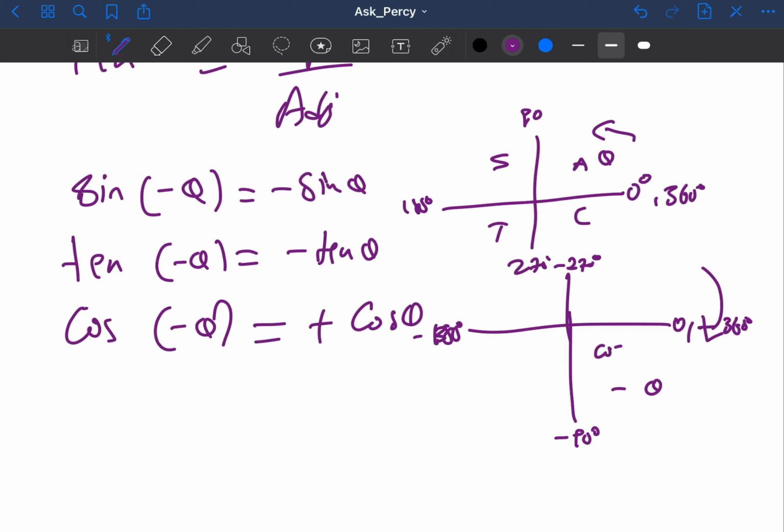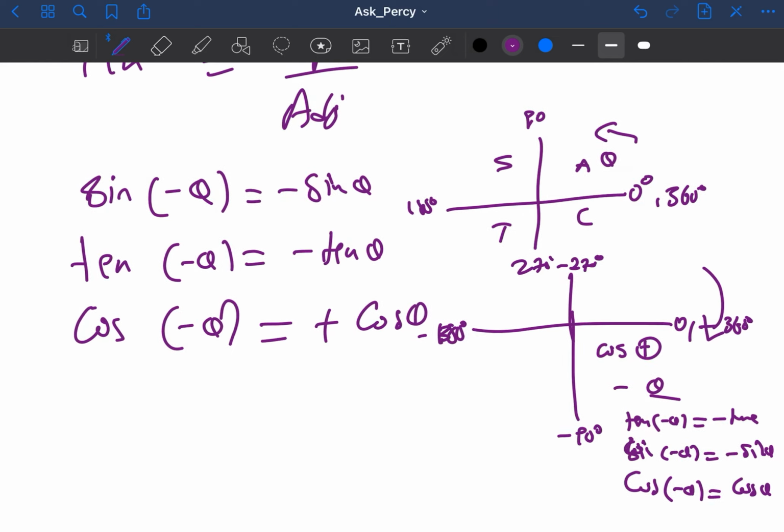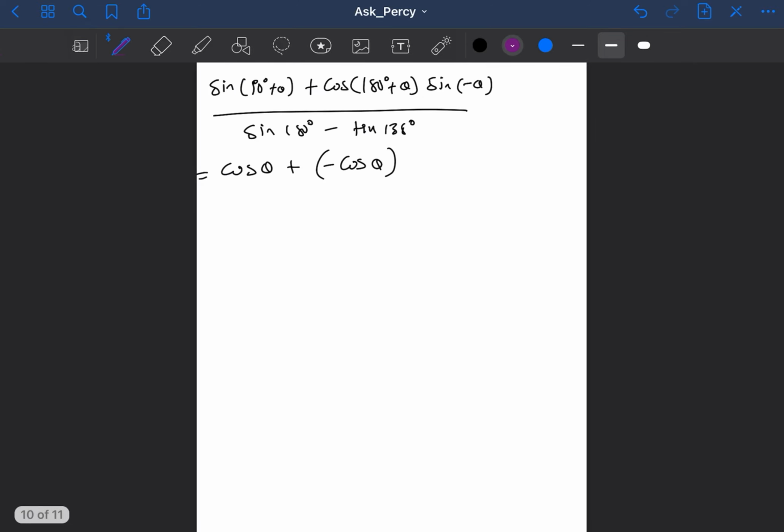And here cos is positive. So that's why tan of negative theta is negative tan theta. Sine of negative theta is negative sine theta, but cos of negative theta is positive cos theta, because cos is positive in this quadrant. That's when you're looking at the clockwise direction on the CAST diagram. Awesome stuff.